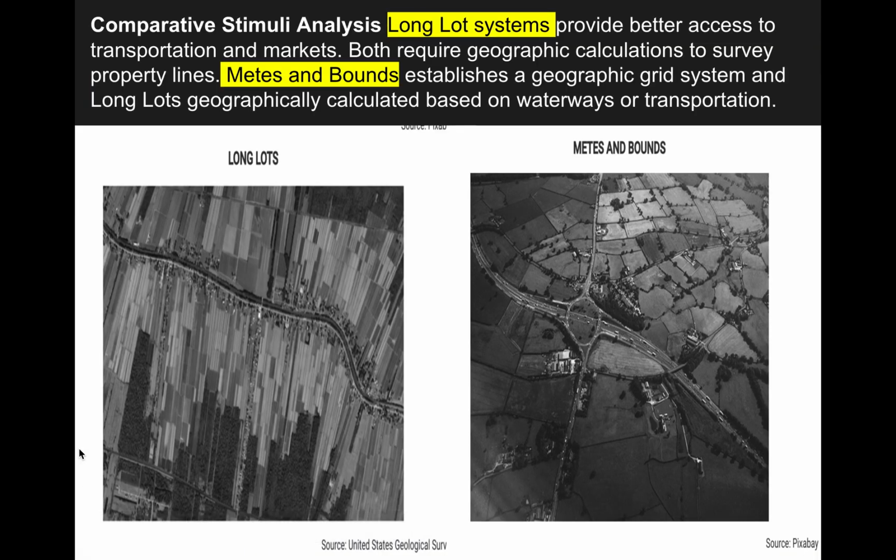All right, and looking at these two systems, we have the long lots system, which provides better transportation to the market, but also England oftentimes used property lines called meets and bounds to establish geographical grid systems. Which is better for a settlement and access to services?